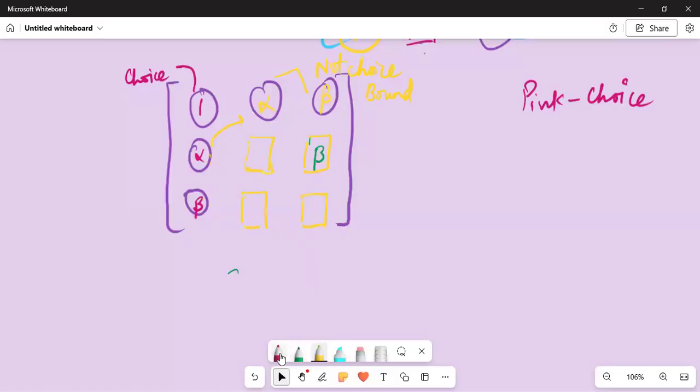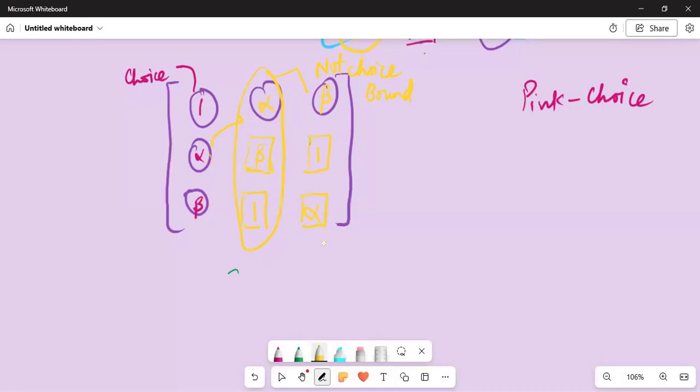I am bound to keep it beta only, because this can't be 1. If it is 1, then this is beta, so this is also beta, and we get 2 beta plus something, but this is ultimately not going to give us a 0. So this is beta, and to make this sum 0, this has to be 1. This is 1, so this will also be 1. This is 1, and this is beta. To make the sum 0, it has to be alpha.